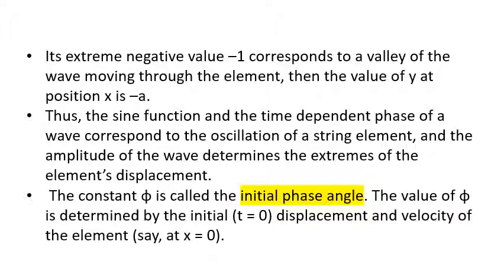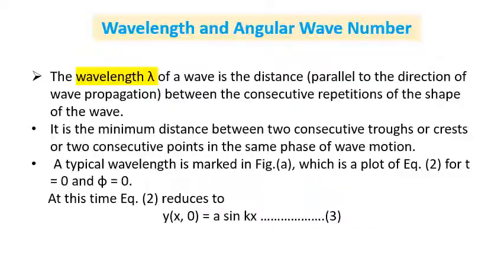Thus, the sine function in the time-dependent phase of a wave corresponds to the oscillation of a string element, and the amplitude of the wave determines the extremes of the element's displacement. The constant phi is called the initial phase angle, and the value of phi is determined by the initial time t equals 0 and velocity of the element, say at x equals 0.